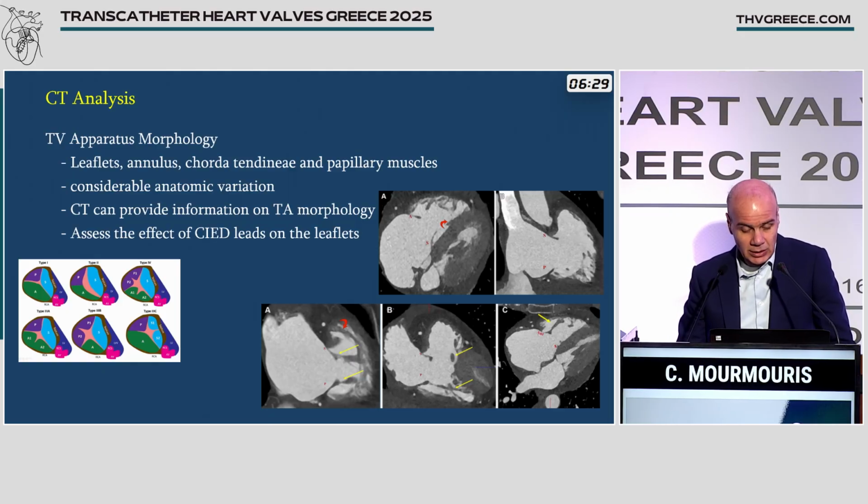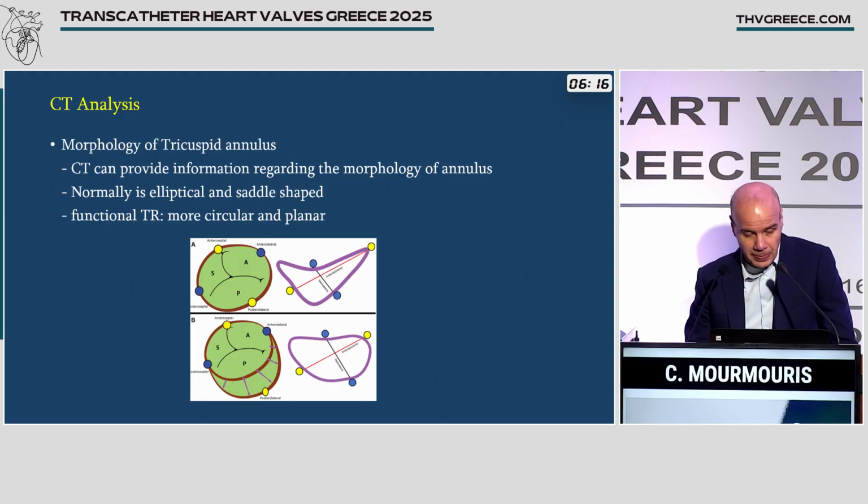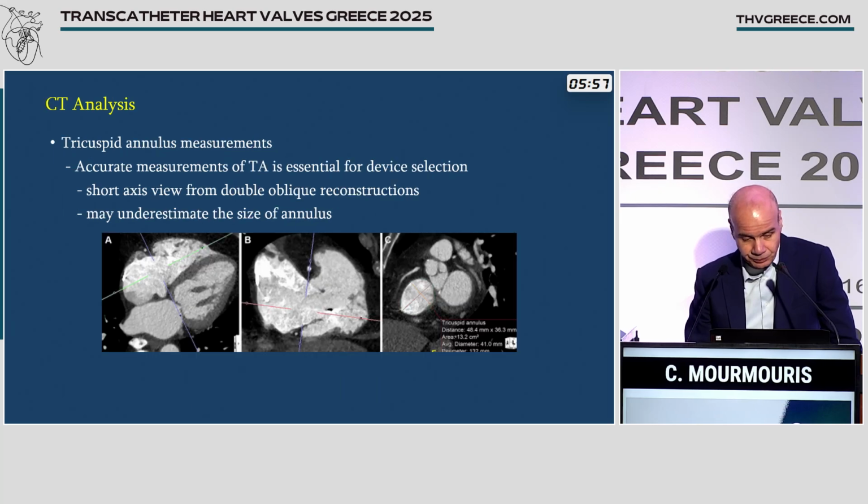That means that we can provide some information regarding the number of leaflets or the papillary muscles. Also, we can assess the effect of leads from previously implanted devices on the leaflets. CT also provides information regarding the morphology of the annulus. We know that the tricuspid annulus normally is elliptical and saddle-shaped, but in cases of functional regurgitation, the annulus appears more circular and more planar.